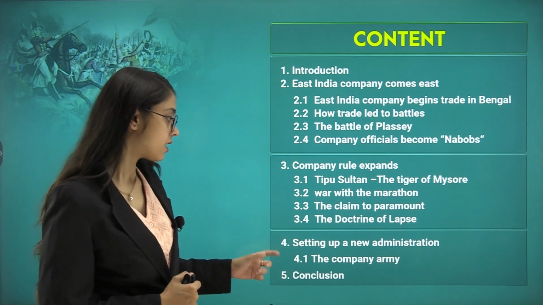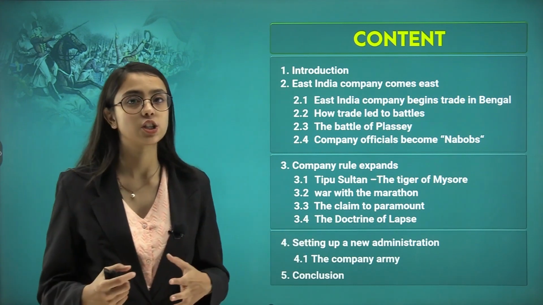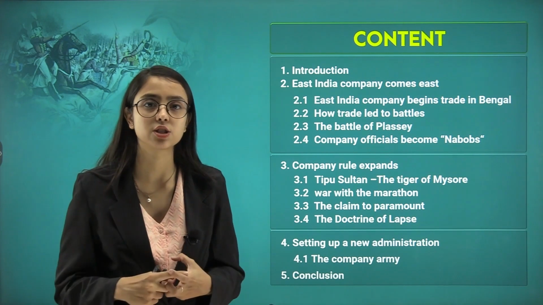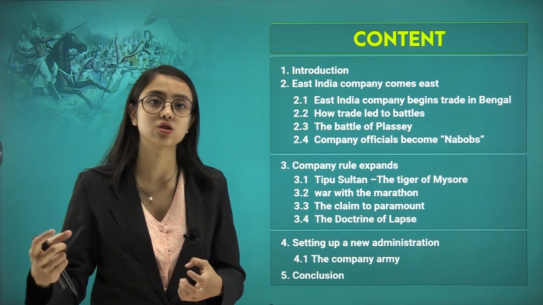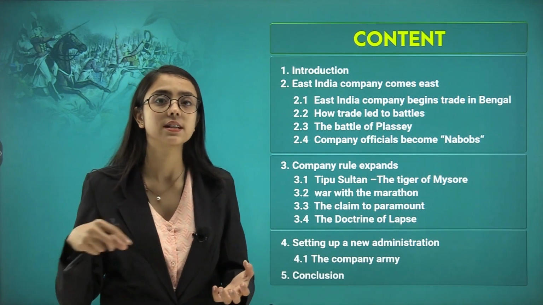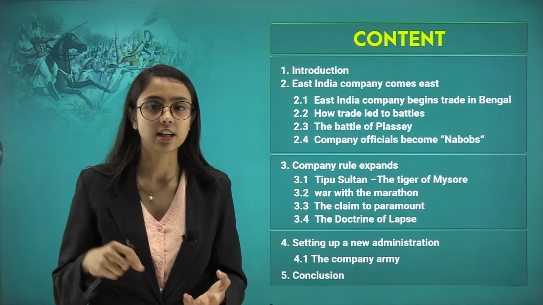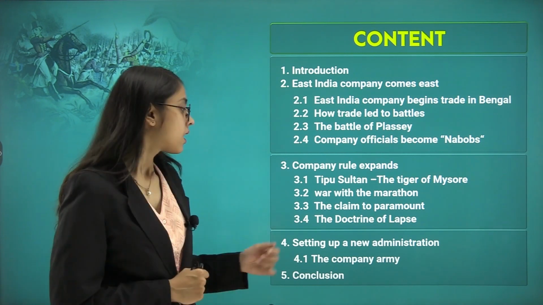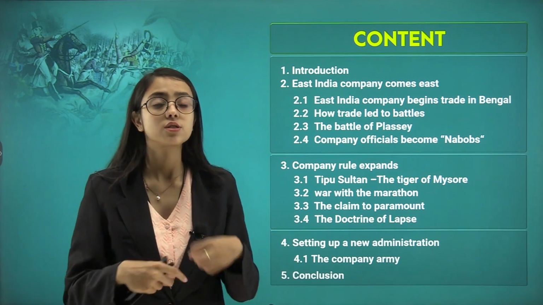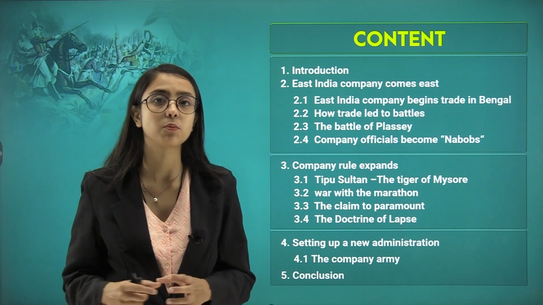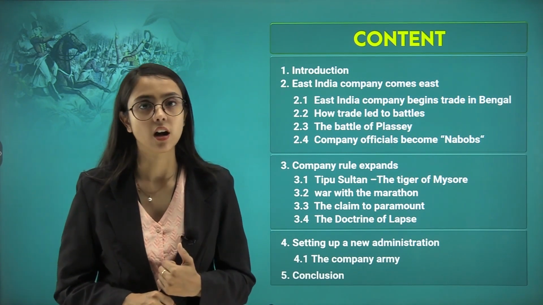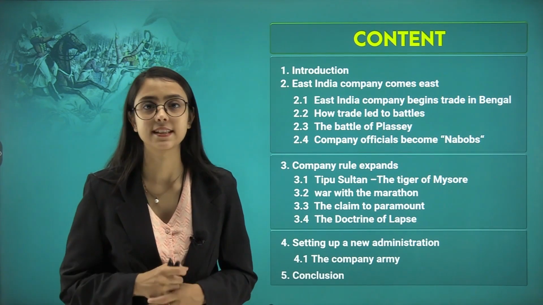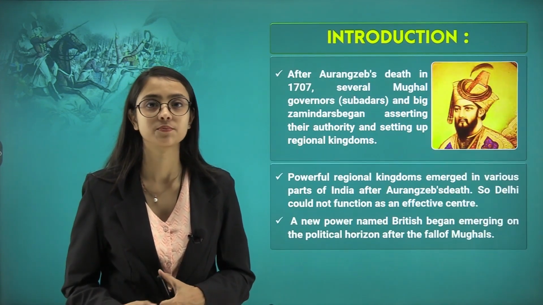Then in the end, we will see the setting up of a new administration. As the East India Company started to expand its administration, it needed a new structure to govern and administer its tasks and activities in the country. So we will see what the new administrative policies were. The company army, of course: to control such a big subcontinent, the company required an army. So how did the East India Company turn into an army? We'll see that. So let's begin.